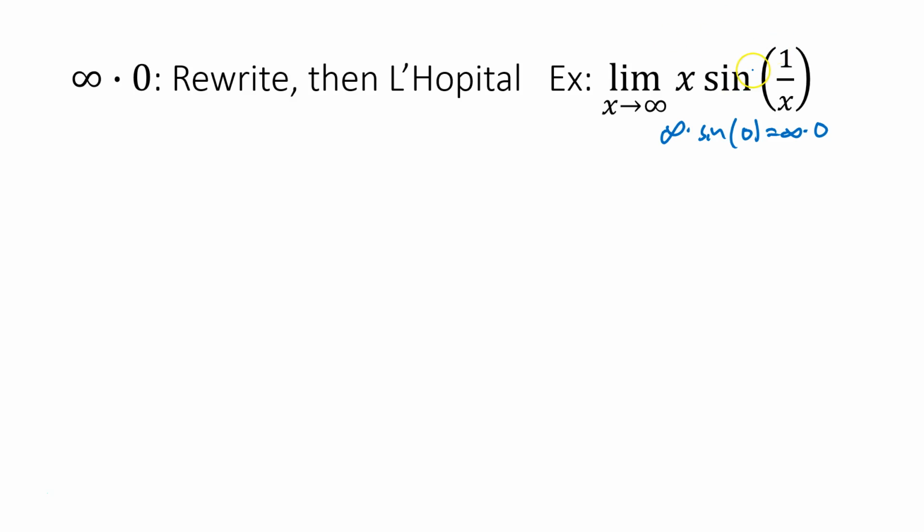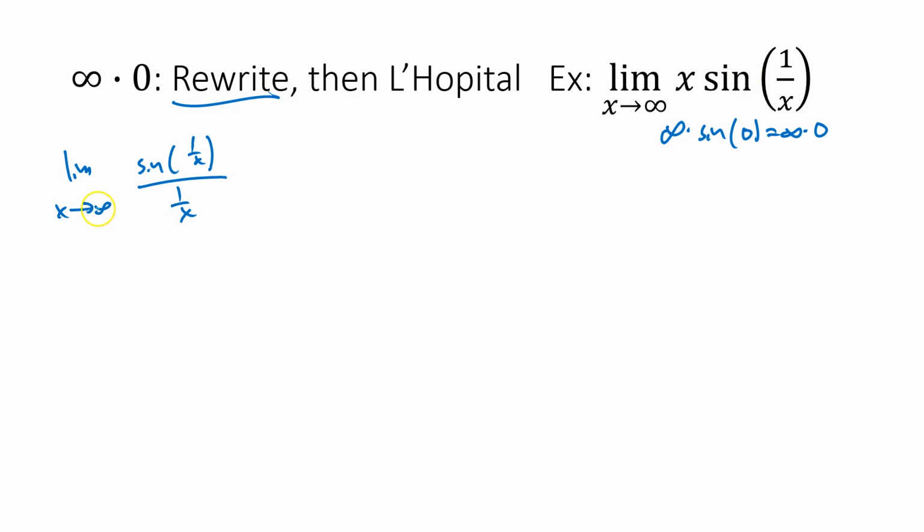So what we have to do here is rewrite this so that it's in one of the other forms, because I can't do L'Hopital's rule on infinity times 0. It's not even a fraction. So I'm going to rewrite this limit as the limit as x approaches infinity of sine of 1 over x divided by 1 over x. Now you can do the algebra here to convince yourself that these are the same. If you just multiply by the reciprocal of the denominator, you'll have x times sine of 1 over x.